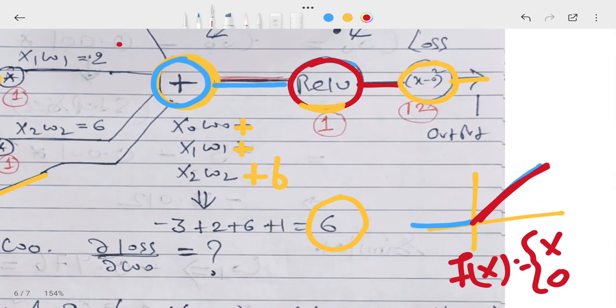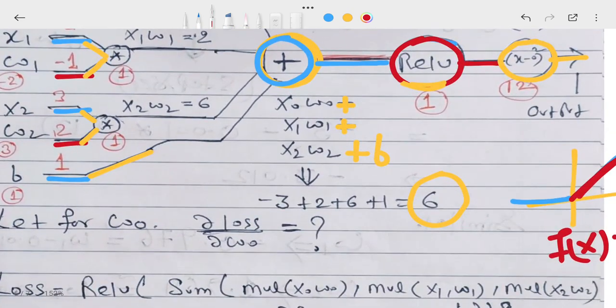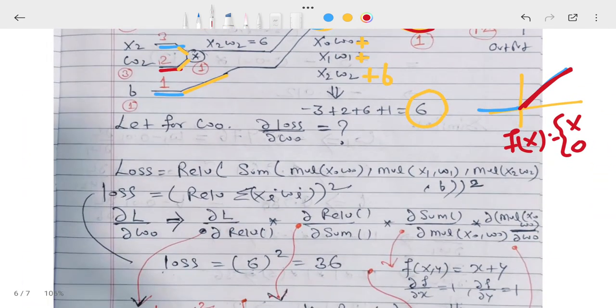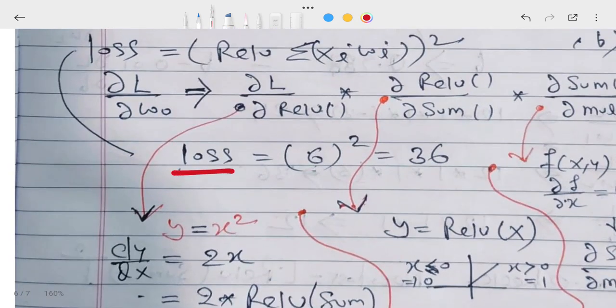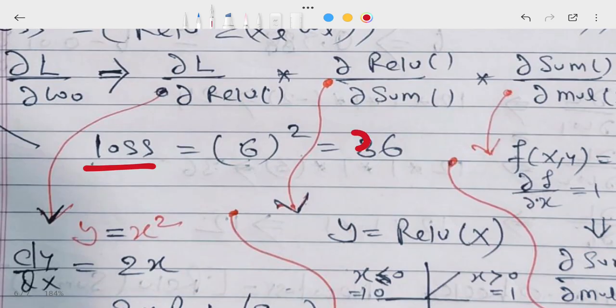Now 6 squared is 36. So the loss is equal to 6 squared, which is 36. This is my final answer for the first iteration. This is the forward pass. By the help of the forward pass, I got 36 as the answer.